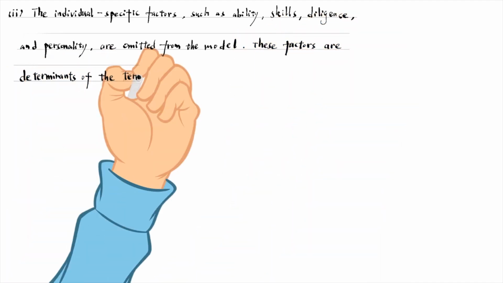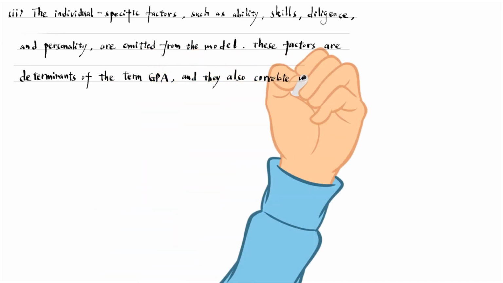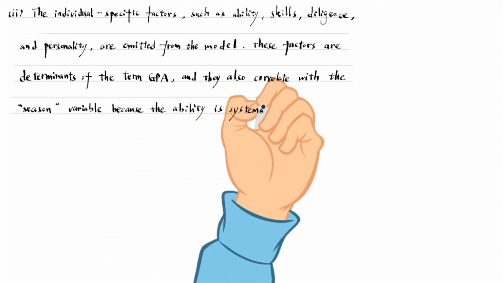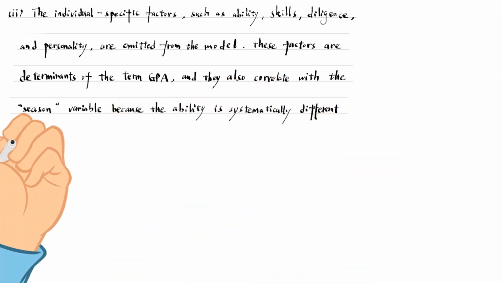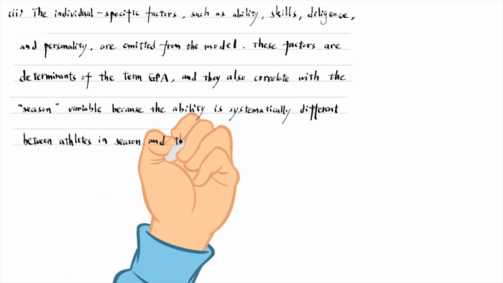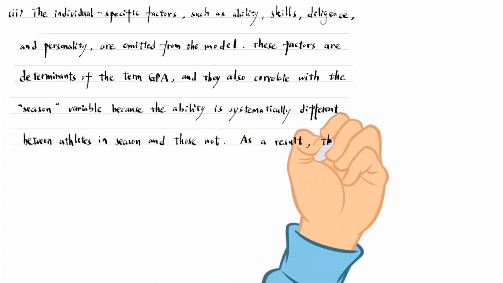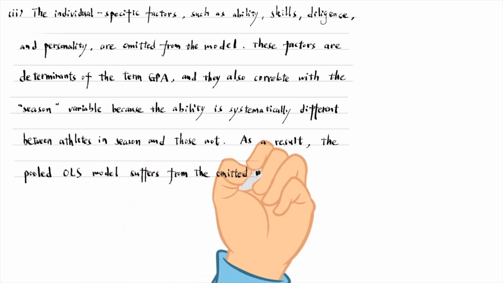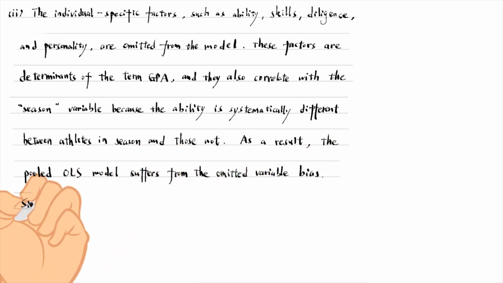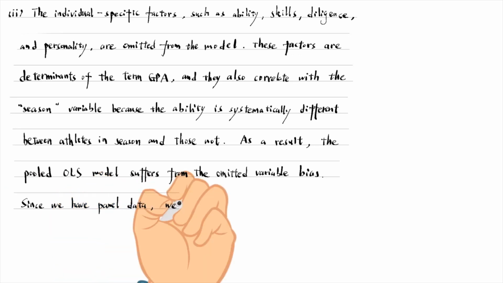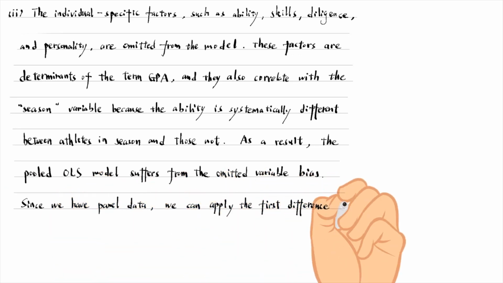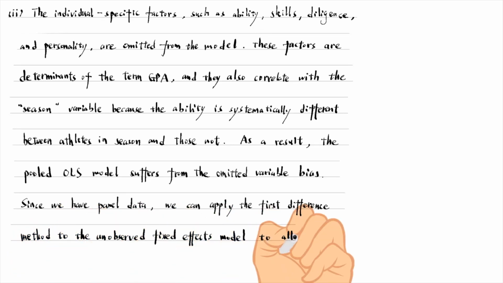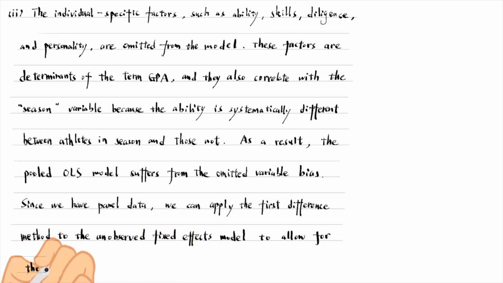And they also correlate with the dummy variable season because the ability is systematically different between athletes in season and those not. As a result, the pooled OLS model suffers from omitted variable bias. Since we have the panel data, we can apply the first difference method to the unobserved fixed effect model to control for the unobserved individual specific factors.